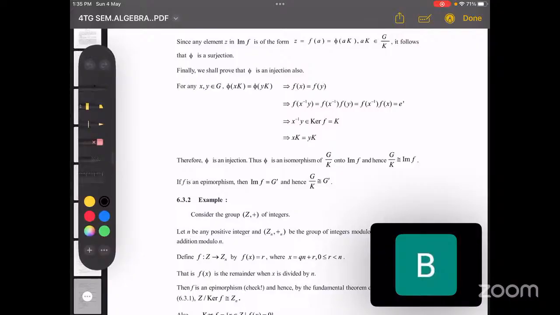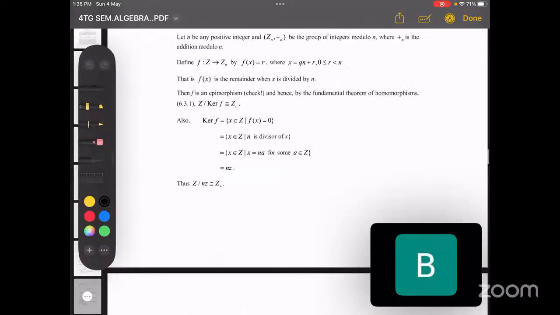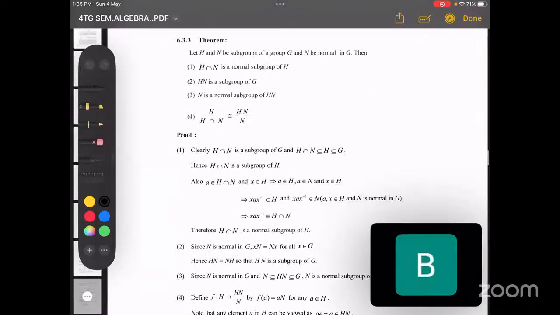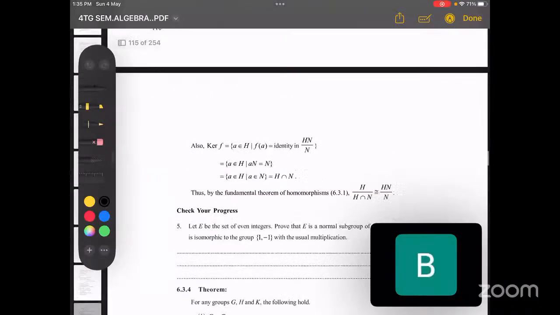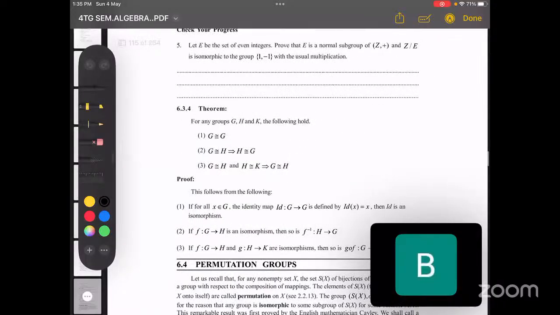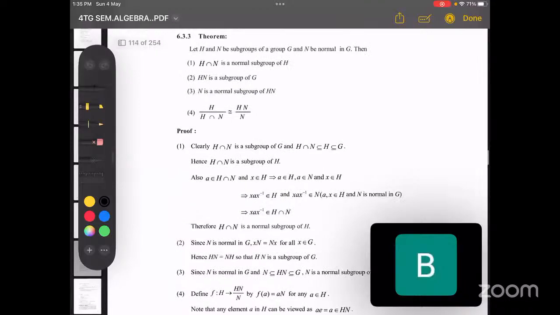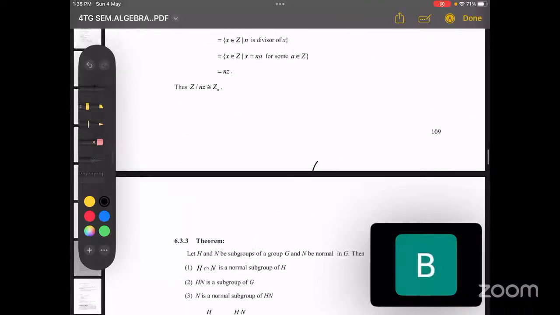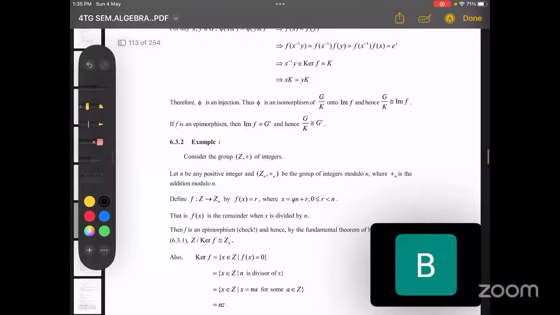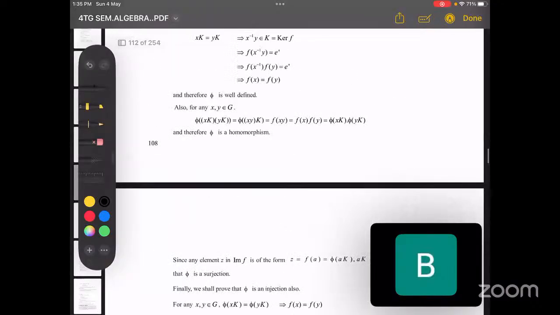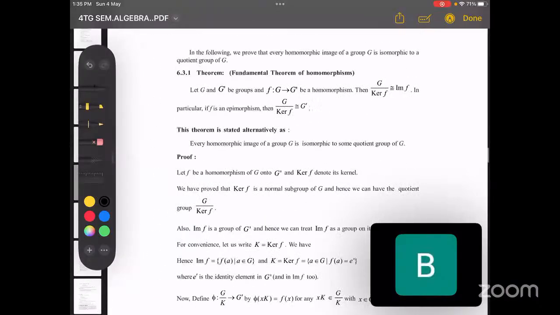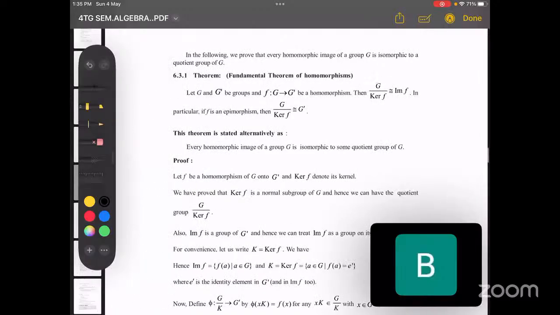You will get this theorem for a 10 marks question, that is the 10th B question. If you see the statement of the fundamental theorem of homomorphism, the question will be: state and prove the fundamental theorem of homomorphism. It is 6.3.1, the fundamental theorem of homomorphism.